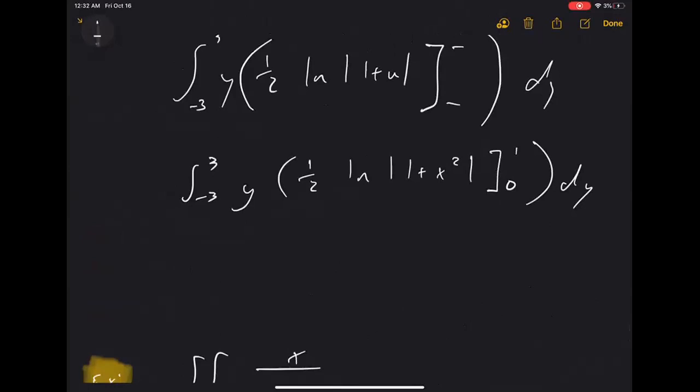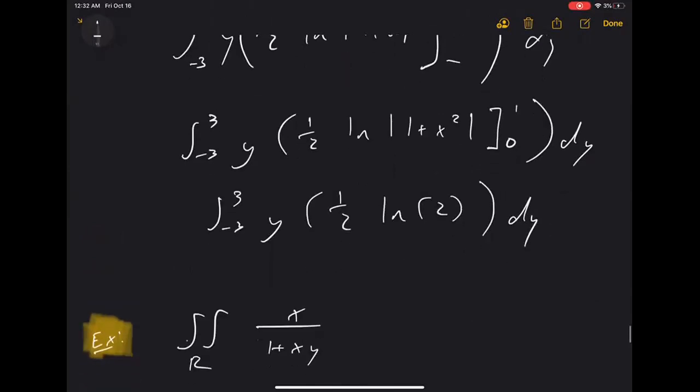So I evaluate that stuff inside my parentheses. What does it evaluate as? 1/2 ln of 2 minus 1/2 ln of 1, which is 0. So it should just be 1/2 ln of 2, dy.